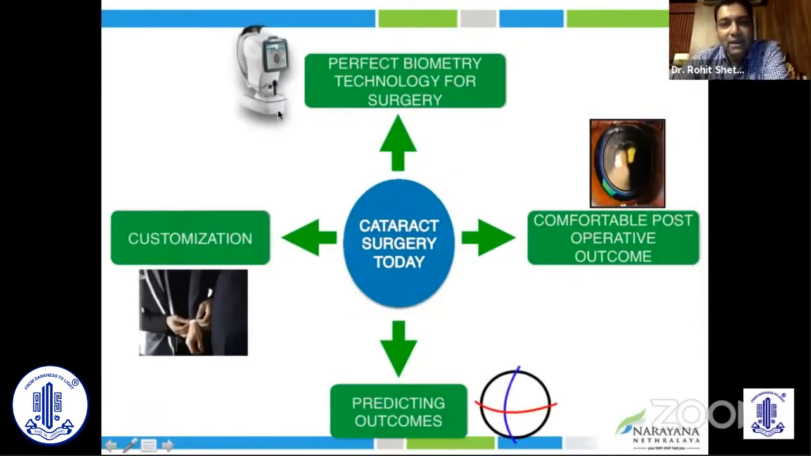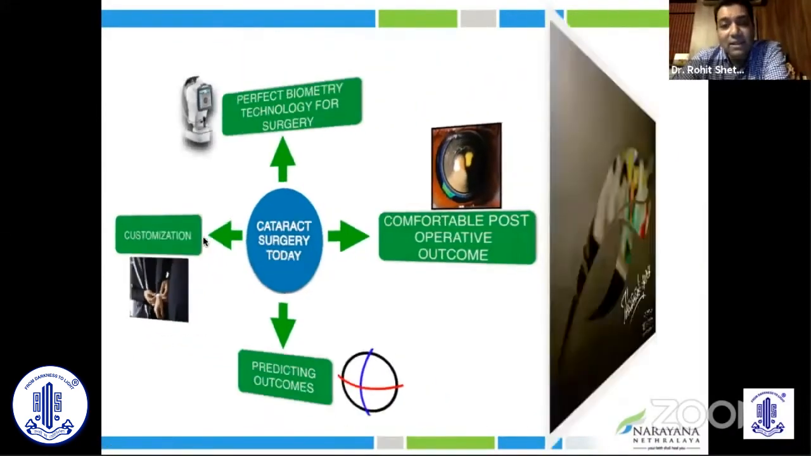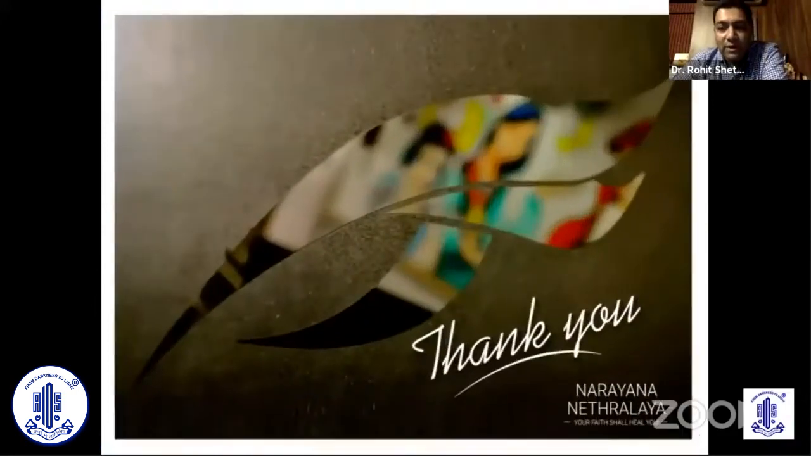So basically, it helps to link to your biometry. It helps to get a very perfect biometry in terms of optics, perfect outcomes. It can predict, and most important, what I can say is it helps to customize your lenses. Thank you.